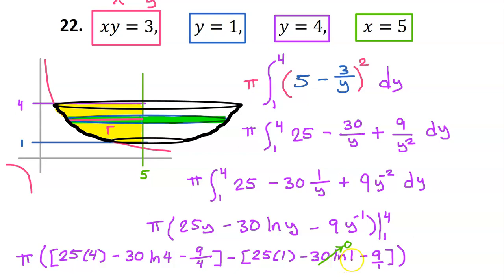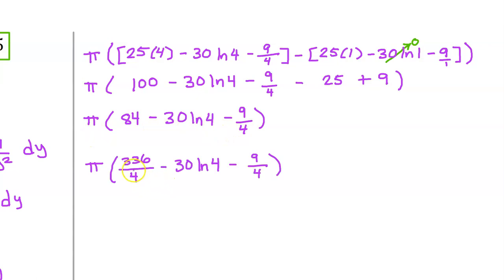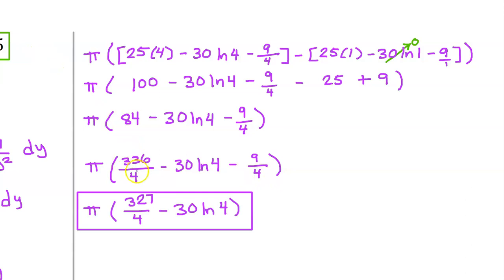We know that the natural log of 1 is 0, so on the next step, this term will be gone. I'm also going to distribute this negative sign and remove the brackets. So this will be a plus 9. So now we have this. 100 minus 25 plus 9 is 84, so we have this. Making like denominators gives us this. And subtracting these fractions gives us this. So this is the volume of the solid of revolution.